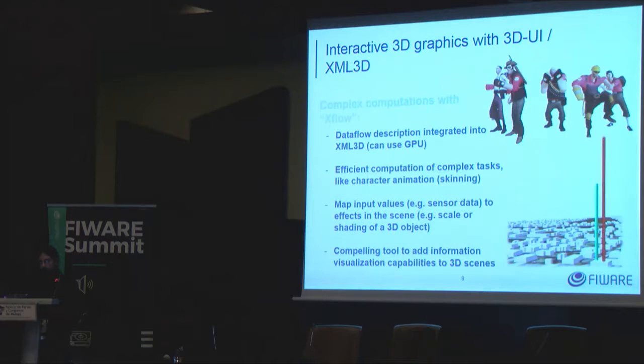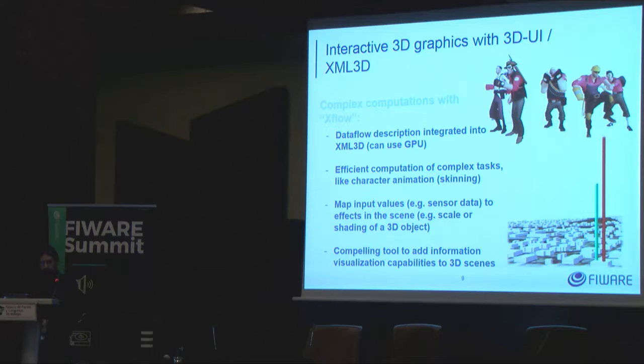For more complex computations, we have a tool called XFlow. The name comes from the fact that it's basically a data flow description that is directly integrated in the XML3D implementation that we provide. So data flow description language means we have a set of input parameters that we can define. These can, for example, point to services that are deployed in FIWARE, like the context broker. And then based on this input data, a set of operators is run, and the result of these operators is piped back into our scene, and by this changes our scene dynamically.